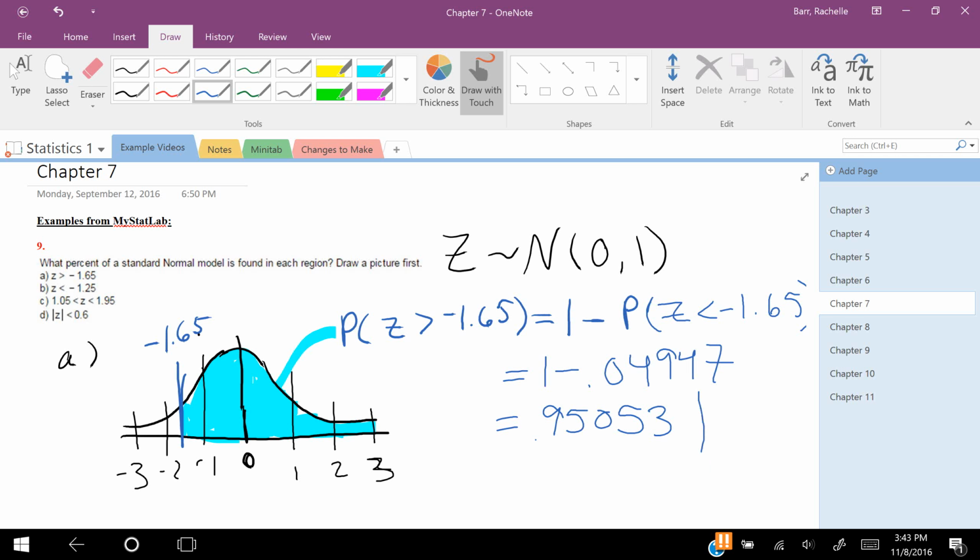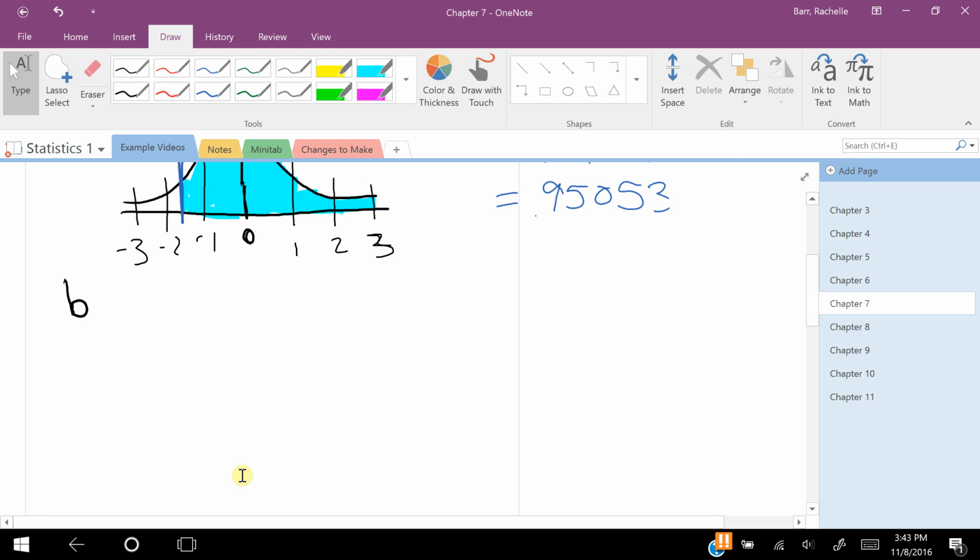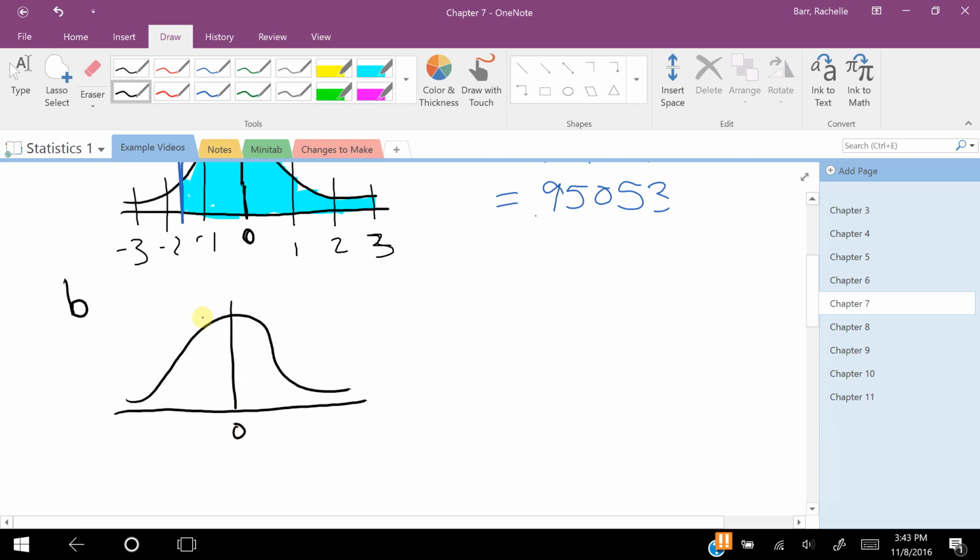The other way you could do this is using the calculator. I think I'm going to reserve the calculator for the next one. Eraser's working well today. Let's do B with the calculator. So for B, we'll scroll down a little bit further. Once again, that's like the worst curve I've drawn in a long time. I'm just going to put 2 standard deviations in here.